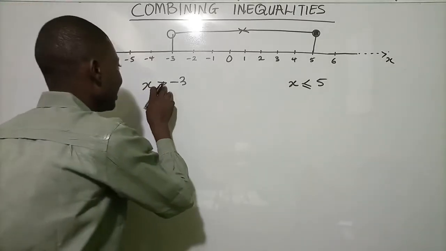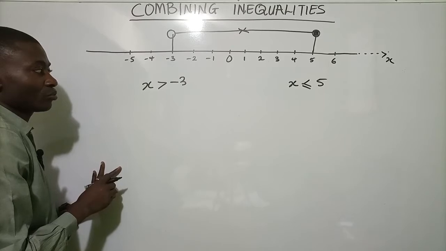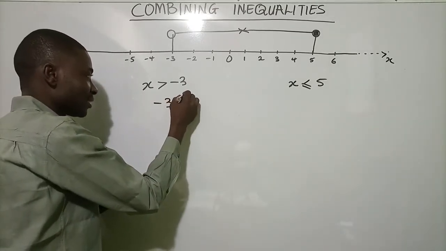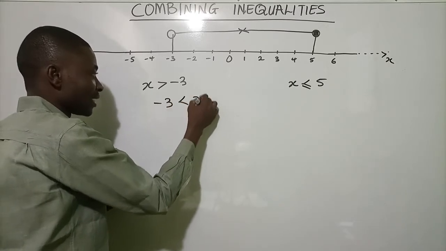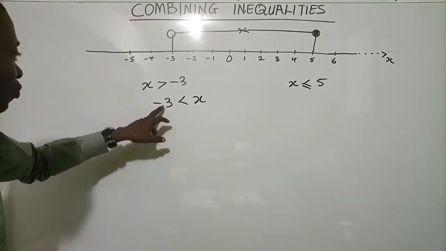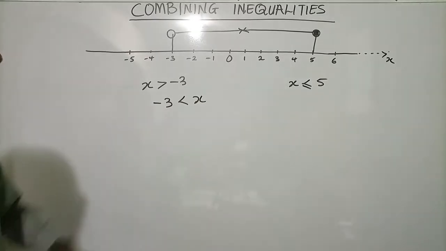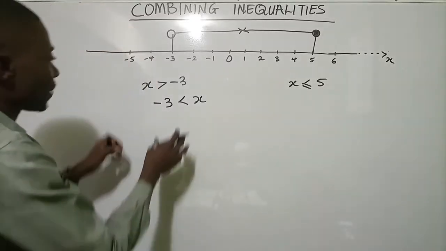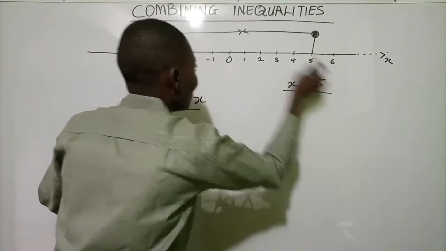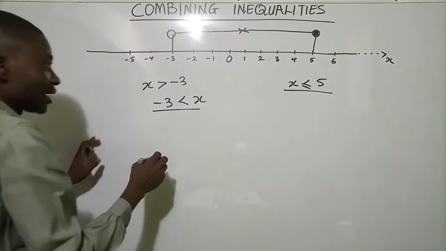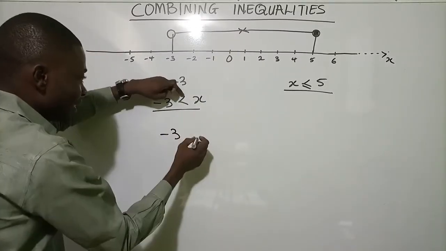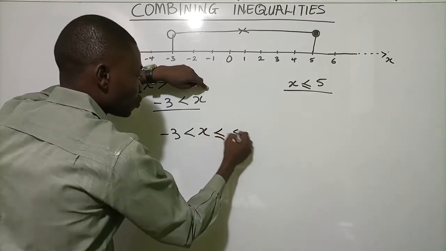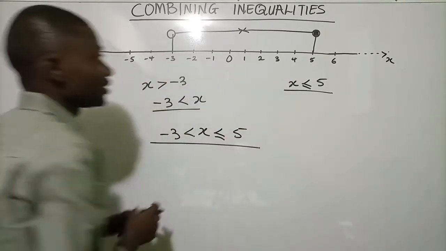Now if x is greater than -3, this also means that -3 is less than x. And we have x is less than and equal to 5. So if I'm going to combine this and this, that will mean -3 is less than x, and this same x is less than or equal to 5. This is our answer.